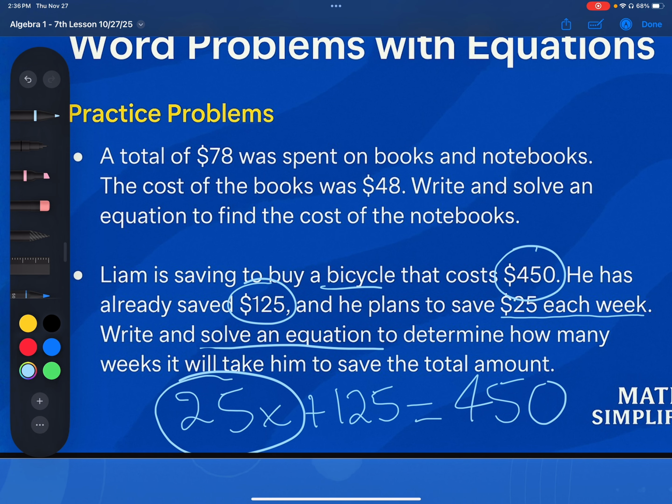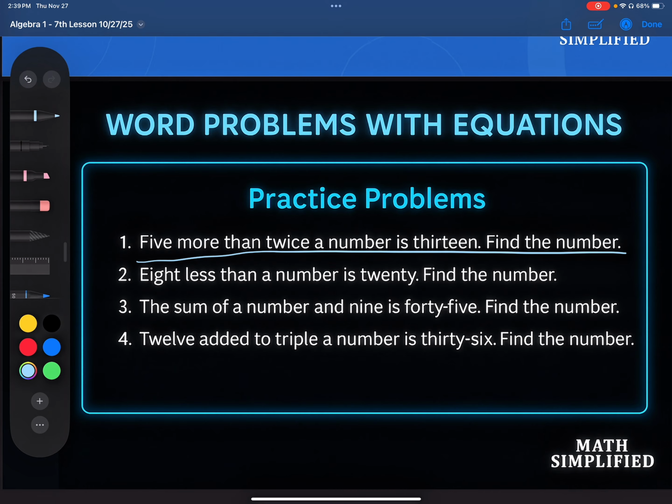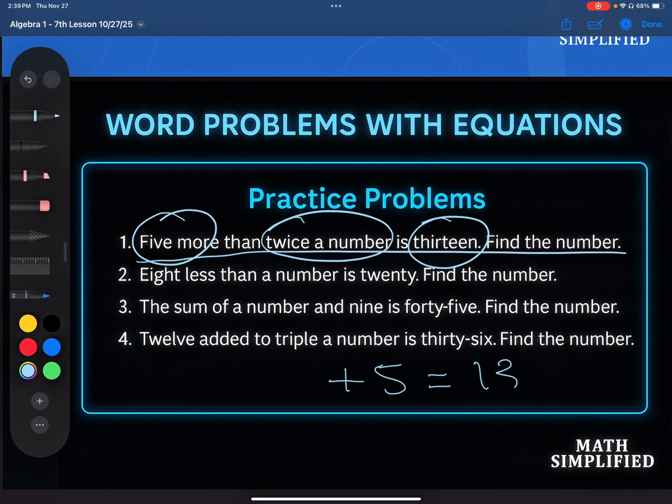All right, so here we have a couple of word problems. The first word problem says, 5 more than twice a number is 13. Find the number. So first, we have twice a number, and then we have 5 more. 5 more means that we're going to be adding. So we have a plus 5, and then it's 13. 13 is like our total, okay? So 13 is the total amount we have here.